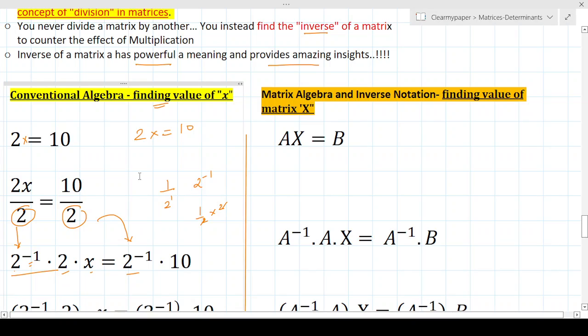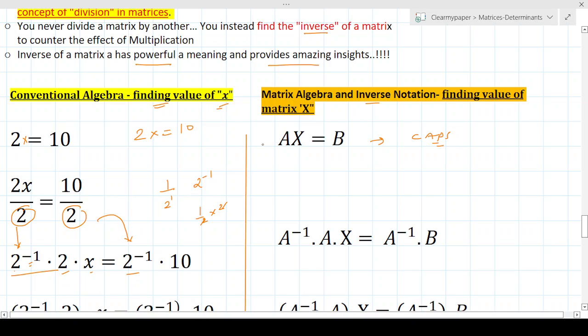So what is the objective? We are going to use matrix algebra to demonstrate the concept of matrix inverse, and we are going to find the value of matrix x. In the earlier case, we found the value of variable x. Over here, we are going to find the value of matrix X, which will be all in caps. We have denoted it in caps.